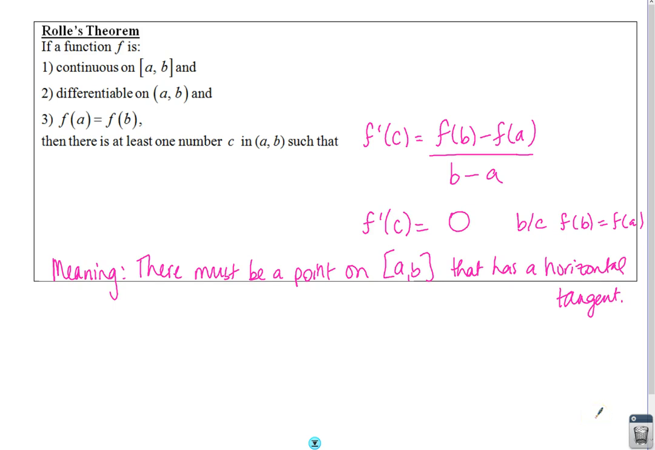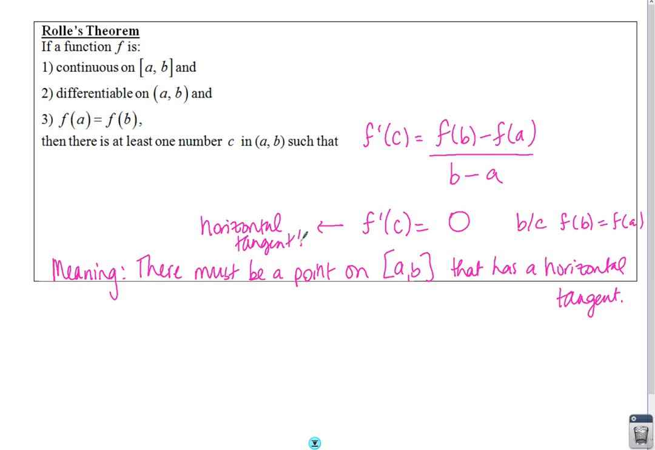It just talks about f prime of c is equal to 0. This means that your slope is equal to 0, which means you have a horizontal tangent. Okay, so MVT applies in general to any slope. Doesn't matter what it is. Rolle's theorem is only the specific case when that slope is equal to 0.